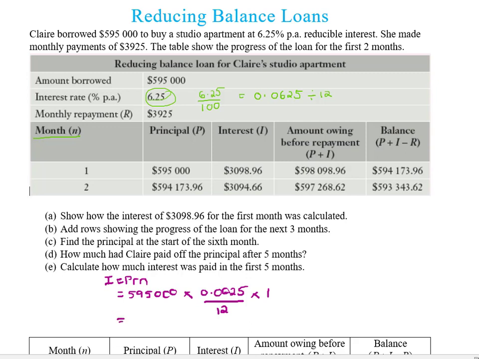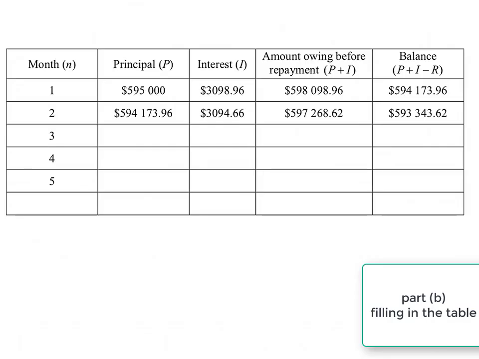So if I work that out on my calculator, it gives me an answer of $3,098.9583, etc., which is to 2 decimal places because money is always given to 2 decimal places, and that is $3,098.96. And that's how the interest was calculated. So it's important to know how to fill in this table.